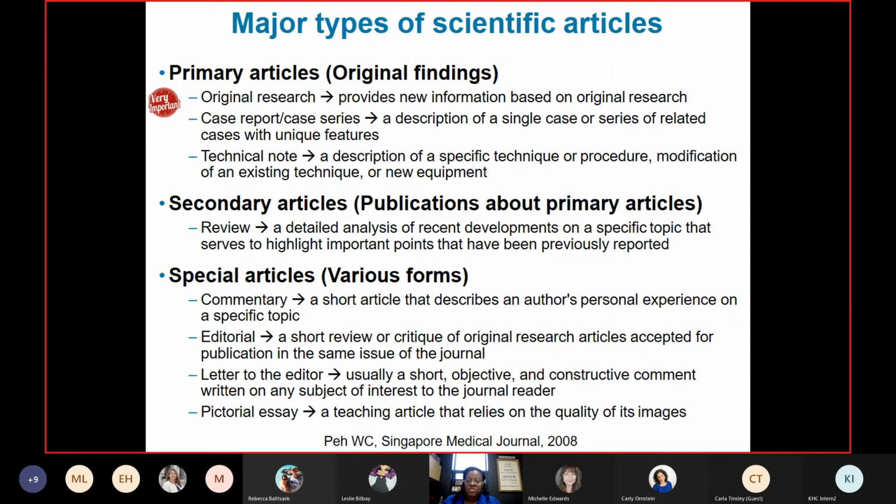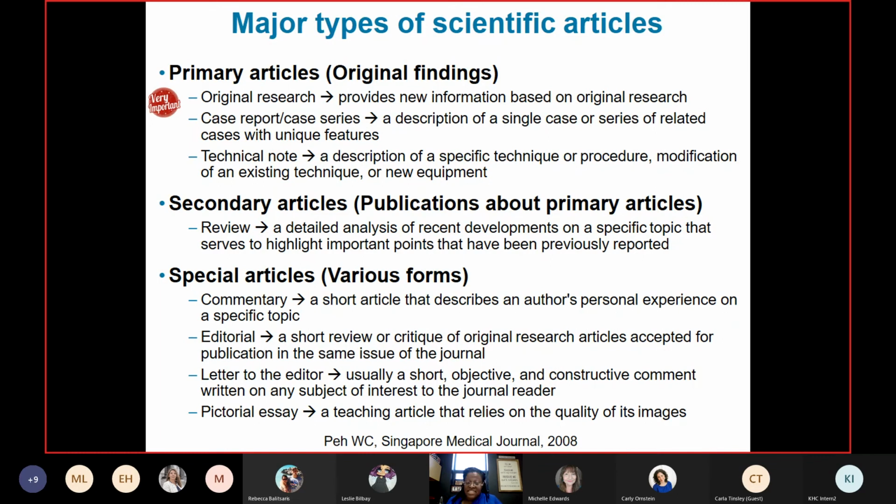A review article is where there is a detailed analysis that summarizes the recent development. They typically are narrowed down to a specific topic, right? And we highlight the key important points that have already been reported. So there are different types of review articles. These are very helpful sometimes if you want to understand where the field is in a particular part of the lung cancer arena. You may want to go to a secondary article to prepare you to go back and read a primary article. And then there are these special articles.